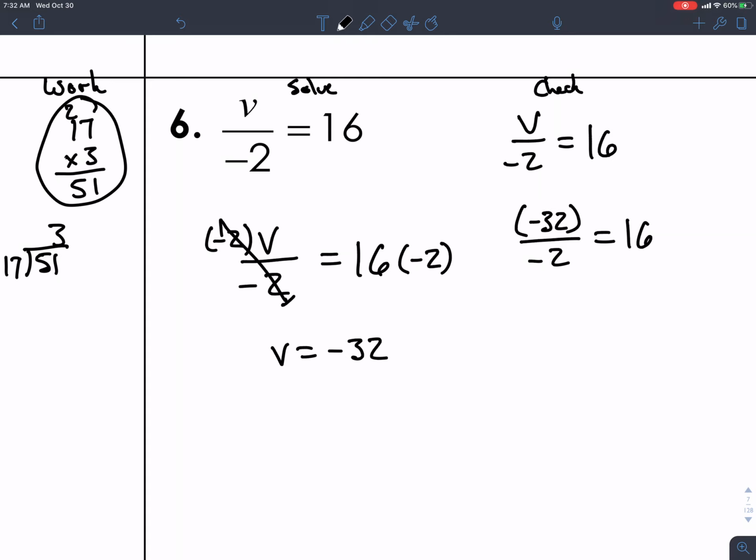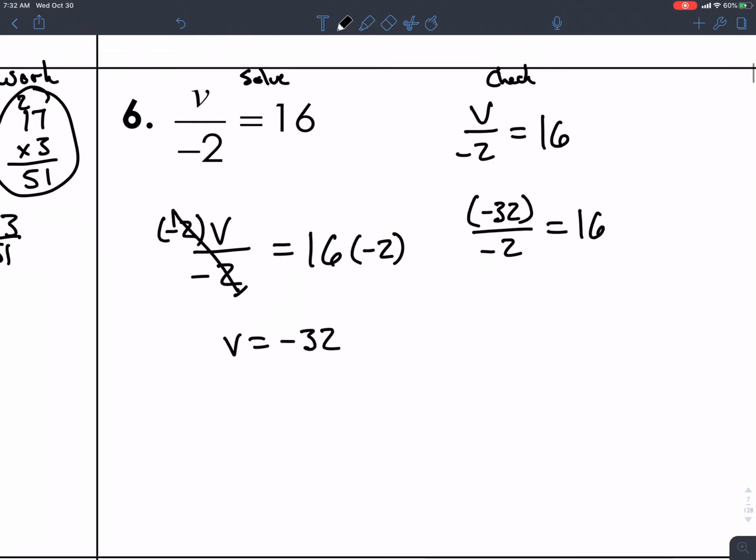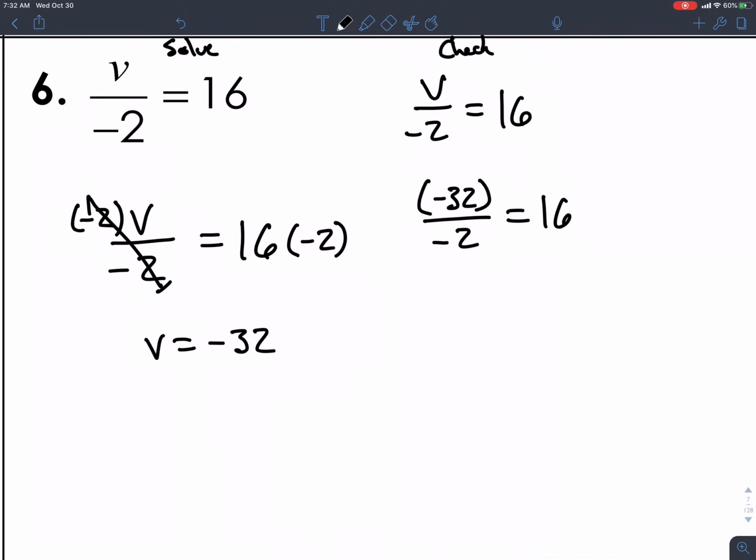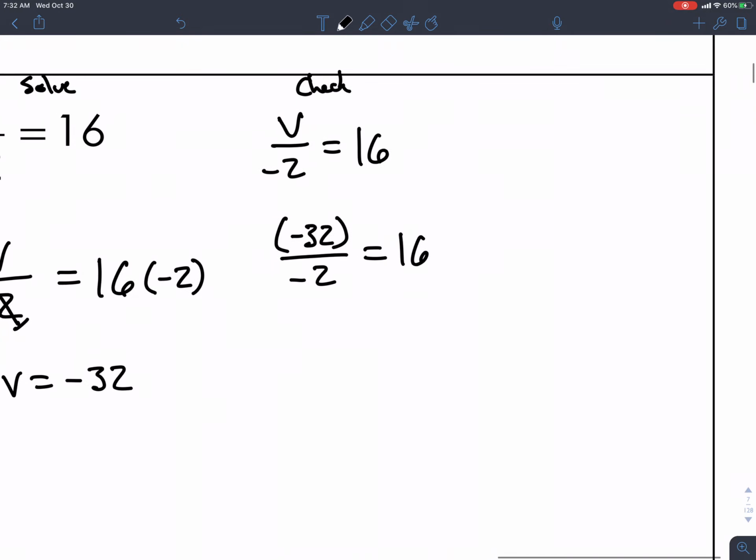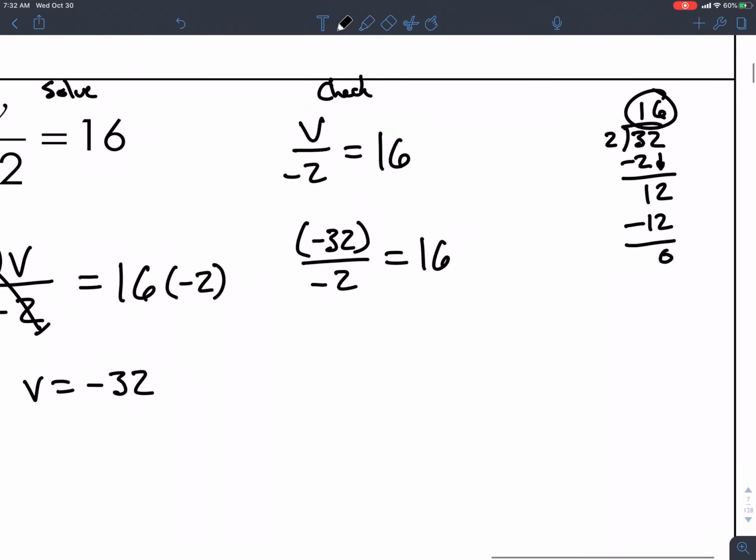Now, a negative divided by a negative on the left side, that's negative 32 divided by negative 2, is going to be a positive answer. And if you need to, you can do the work over here, 32. We already know it's going to be positive, so we don't have to worry about the signs. 2 goes into 3 one time. 2 times 1 is 2. Subtract that, we get a 1. Bring down the 2. So 2 goes into 12 six times. 2 times 6 is 12. Subtract that, we get 0. So our answer is 16. So we get 16 on the left, and it equals 16 on the right.